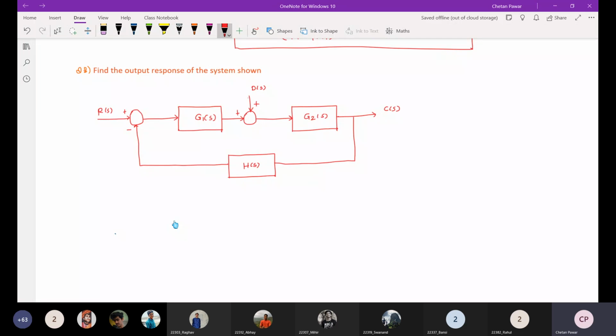Okay, so what technique can you apply here? Any guess? Moving the summing point before the block. But if we move the summing point before the block, that will be inside the loop only, na? Even if you move this summing point to this point, that will be inside the loop only.